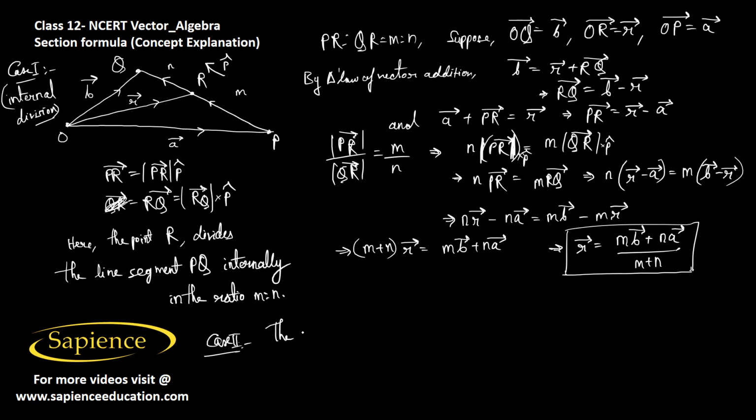In case 2, suppose the point R divides the line segment PQ externally in the ratio m is to n. So in this case, suppose this is the line segment PQ, this is P and this is Q, then point R would be somewhere here, since it should be outside of the line segment PQ.